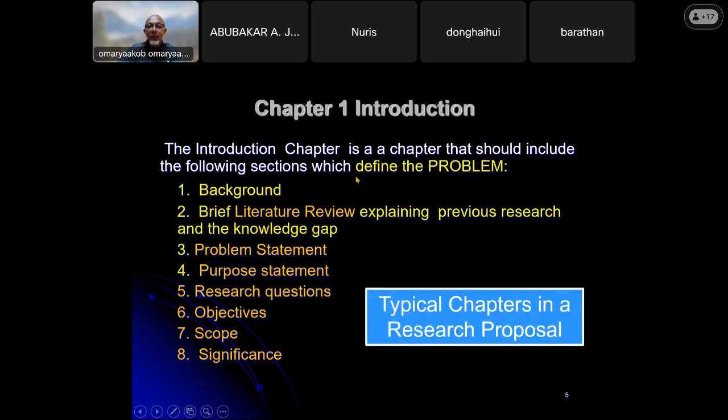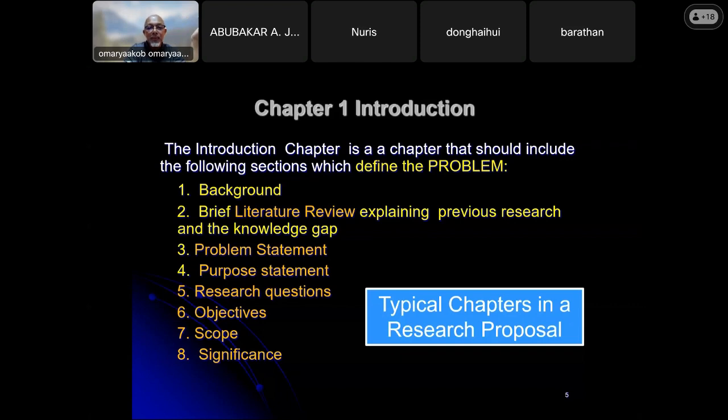So let me share the typical chapters in the research proposal. When you are developing your research proposal, I strongly suggest you use chapters, not sections. Okay, so that means that you must start with chapter 1, and in chapter 1 you have sections: background, literature review, problem statement, and so on. And then chapter 2, and then chapter 3, right? So in chapter 1, it is a chapter that should include the following sections, which define the problem. So this chapter 1 is the problem definition chapter. So you define it here.